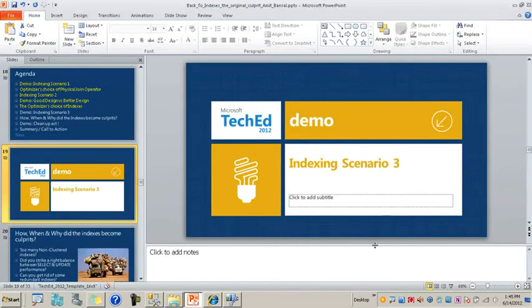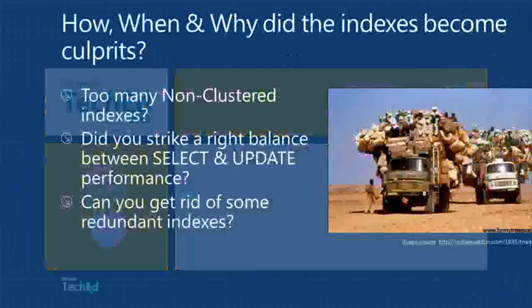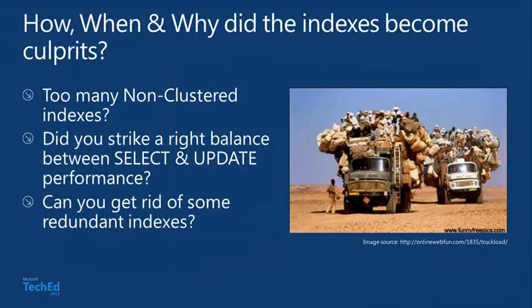So what we need to do now is, too many non-clustered indexes is what we have. Okay, so yeah, those are the sources where I get all these pictures from. Too many non-clustered indexes is what we have, and we need to strike the right balance between select and update. And the idea here is to get rid of redundant indexes. And this is where the typical challenge is, because SQL Server does not have an automatic way of identifying duplicate or redundant indexes, or a DMV as such.